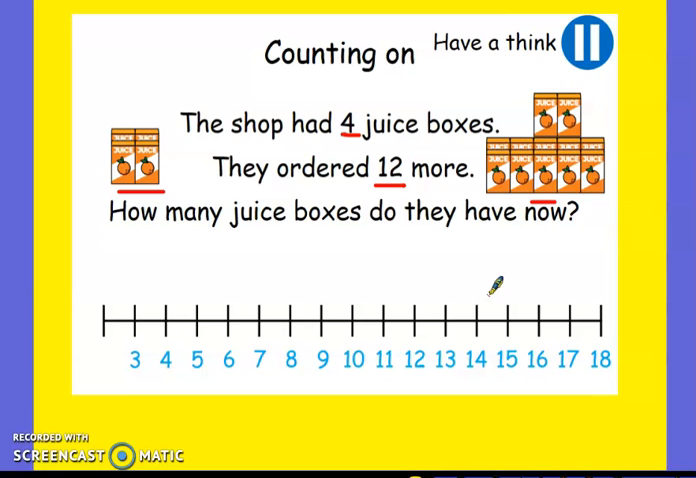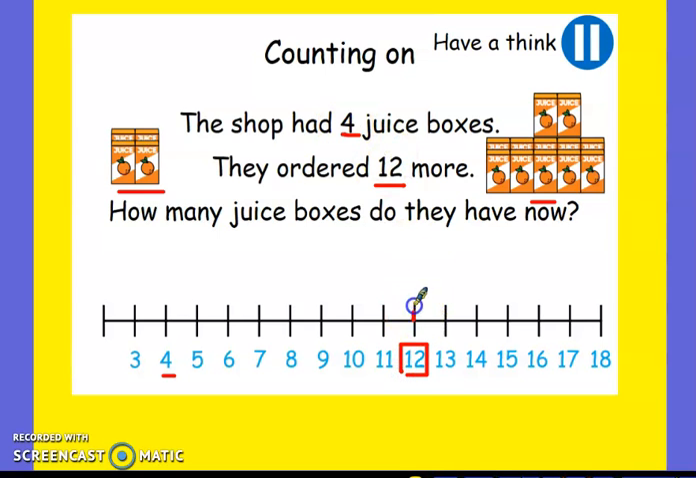Is it quicker, Year 1, to start at 4 and do 12 jumps, or to start at 12 and do 4 jumps? Tell your adult, which one do you think will be quicker? That's right, it would be much quicker to do 4 jumps than 12 jumps. And when we're adding, does it matter which way our numbers go round? It doesn't, does it? So we can do 12 add 4 or 4 add 12, and it would give us both the same answer. So we start with the biggest number, 12, and then we're going to add 4 jumps.